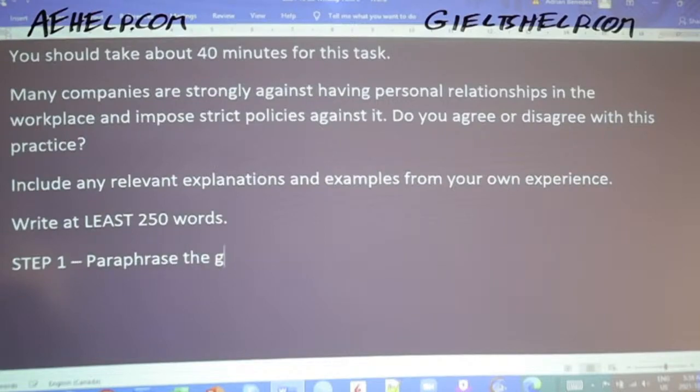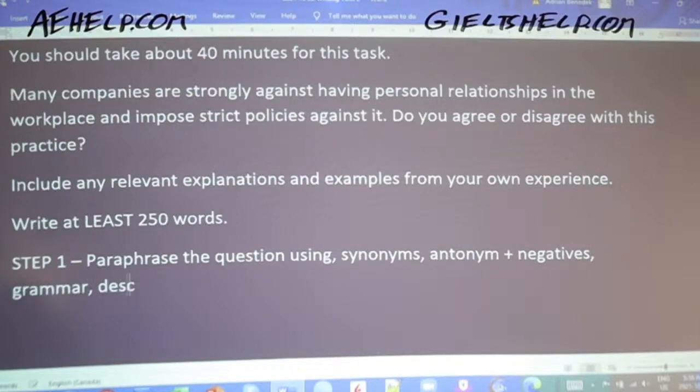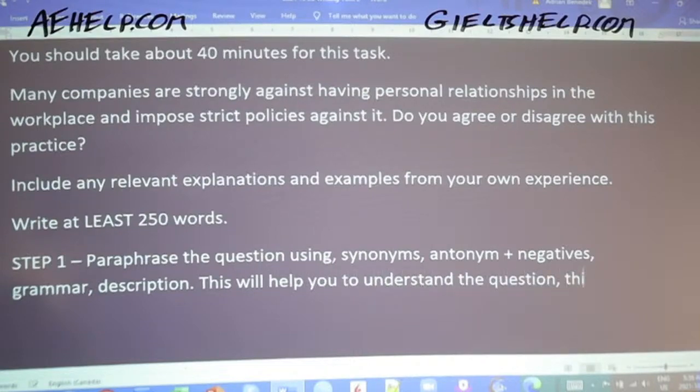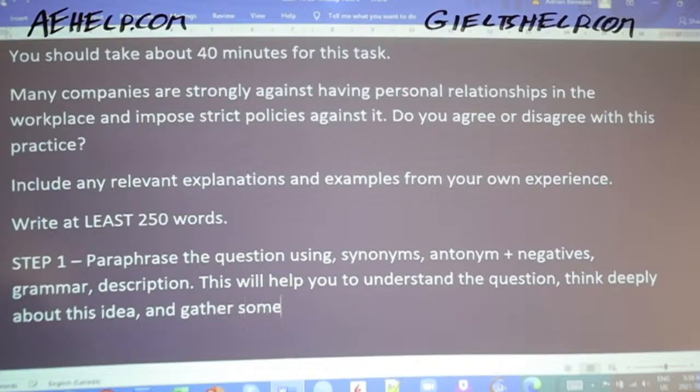Paraphrase the question using synonyms, antonyms plus negatives. So these are just different ways that you can paraphrase. Grammar, description. Okay, there's lots of ways to paraphrase. This will help you to understand the question, think deeply about this idea, and gather some useful vocabulary. Okay, so it helps in a lot of ways to paraphrase this.